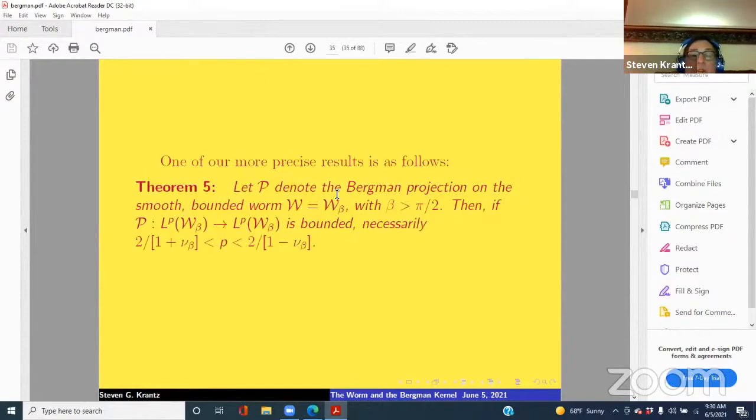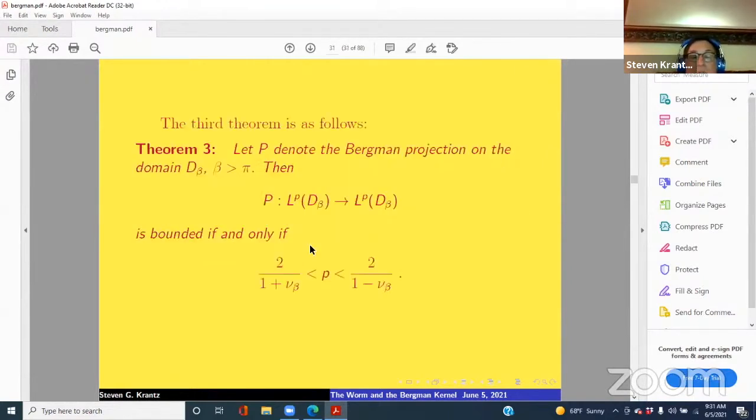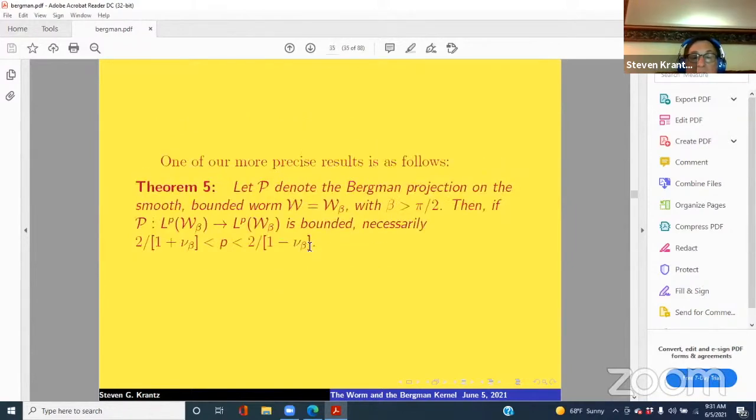And now we're going to use Dave Barrett's idea and derive a result about the original smooth worm by exhausting that smooth worm by these non-smooth approximate worms. And the result now is that the Bergman projection for the original smooth worm is bounded on L^p only for this restricted range of p, and that's the restricted range of p that we saw in theorem 3. So this could be considered to be one of Marco's and my main results from our earlier work.